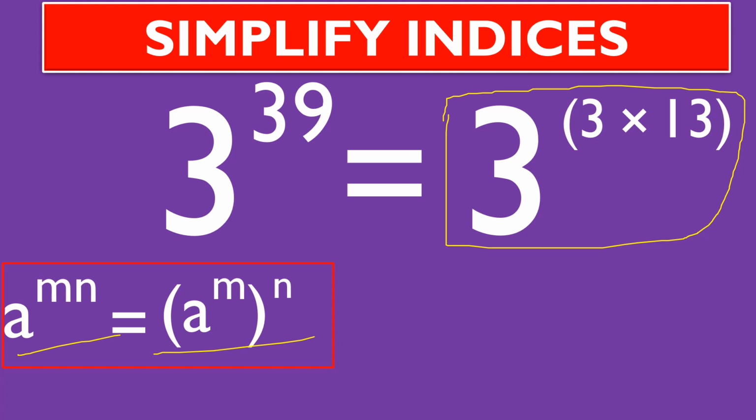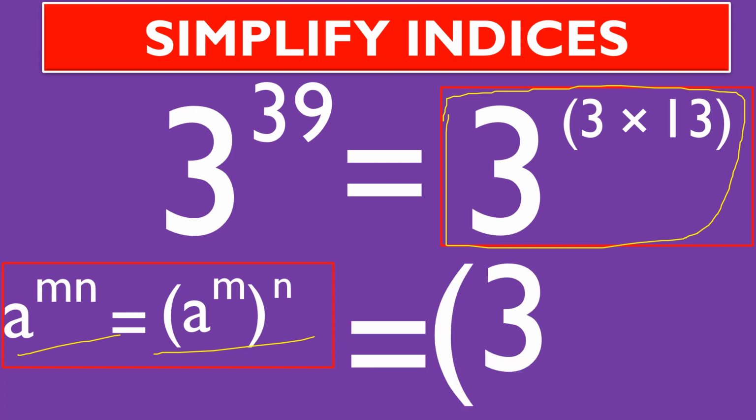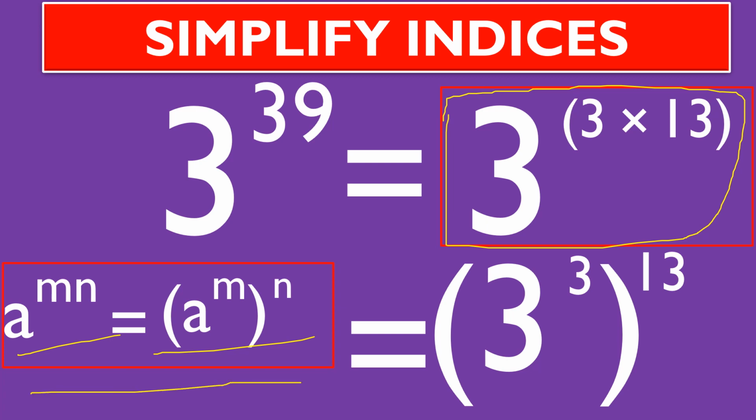So we'll be applying this law of indices to the expression 3 raised to the power of 3 times 13. And that gives us 3 raised to the power of 3 and then raised to the power of 13. So we have simplified the expression 3 raised to the power of 39, applying this law of indices.